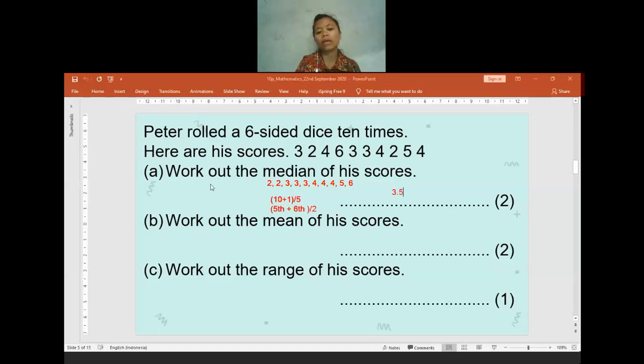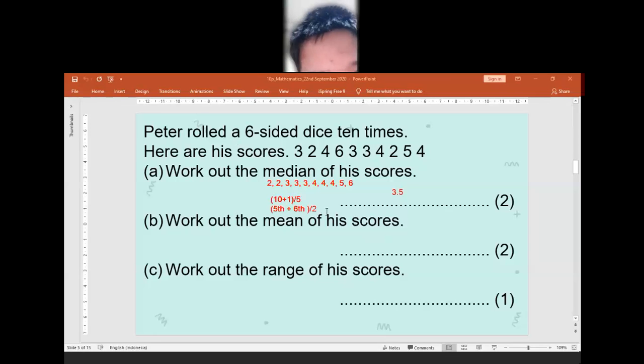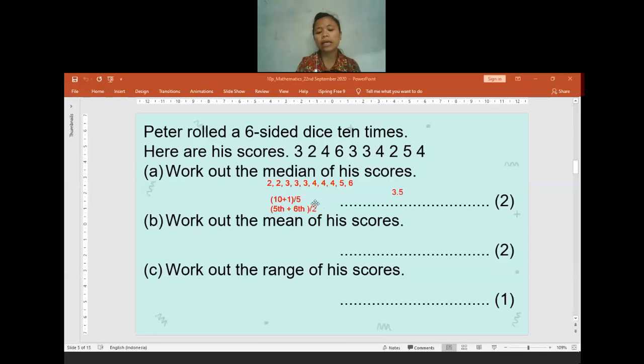Is there anyone having any question or anything confusing, especially those who never answer anything in the class? Teacher, why 10 plus 1? I thought it was 3 plus 4. Oh yeah, it will be 3. The 10 plus 1 gives the position. Okay, wait. Yeah, it will be 3 plus 4, correct.